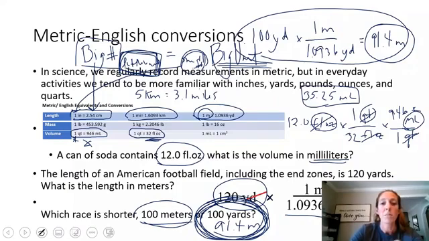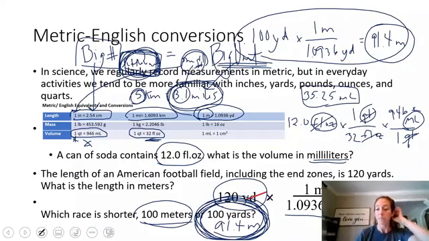So which one is the bigger number? Is the bigger number 5 or 3.1? Yeah, definitely 5. So that is my smaller unit. The smaller number is 3.1, so a bigger unit. So miles are my bigger unit. It takes more kilometers to equal a mile.